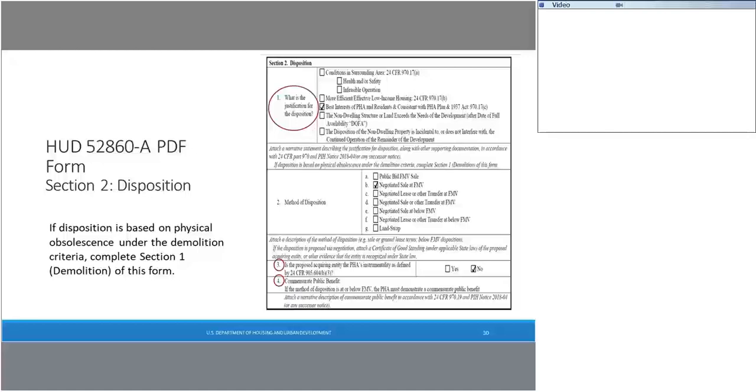Commensurate benefit. It says here, if the method of disposition is at or below fair market, PHA must demonstrate commensurate public benefit. Jane, you want to talk more on that? Sure. Well, we did a whole webinar on what we think is commensurate public benefit. Keep in mind that, again, HUD money was used to purchase the land and build the buildings. We would like to see that the housing is replaced as affordable housing. That would be our primary look at commensurate public benefit, but we are open to other discussions. So there could be commercial things like social services for the residents, but we do want a full explanation, and we will look at that very carefully.